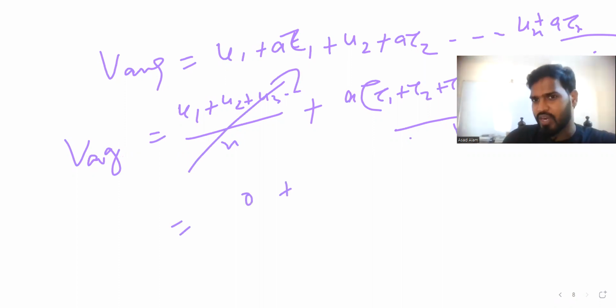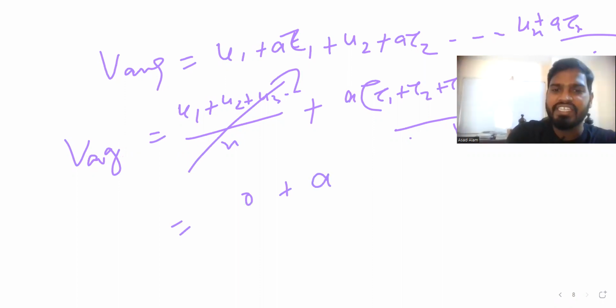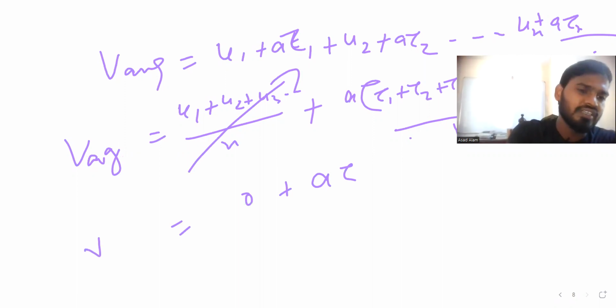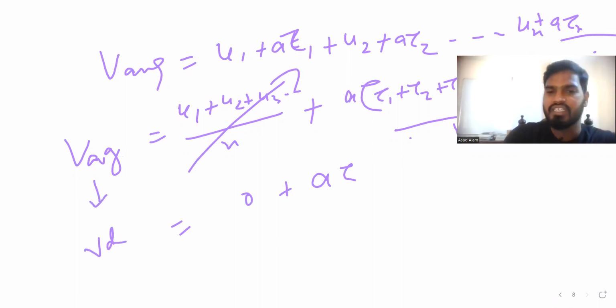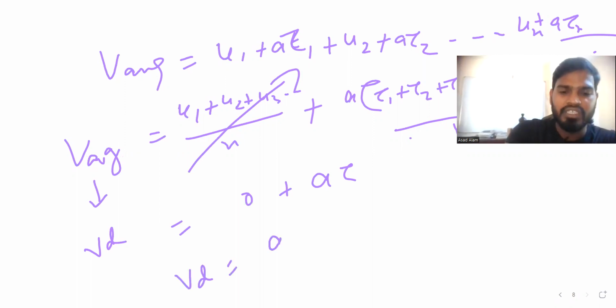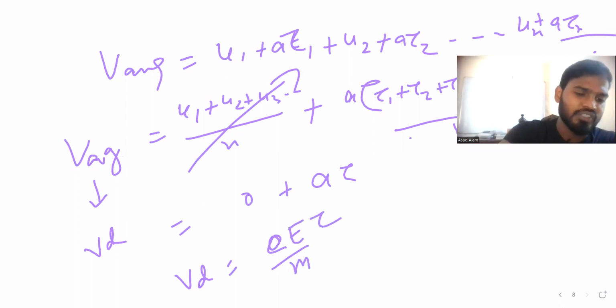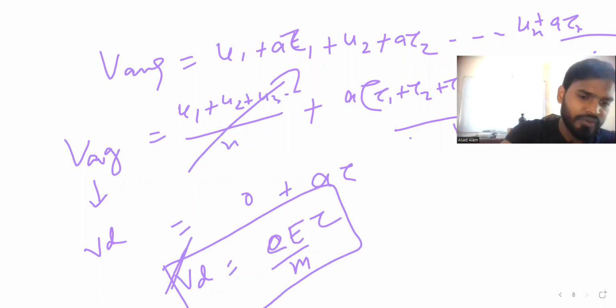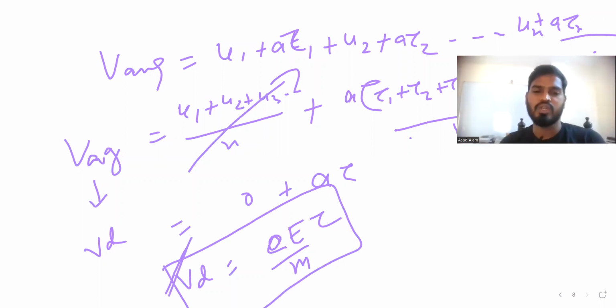Fine. Now here, if you see a times tau 1 plus tau 2 till tau n, divided by n, for one particle, that a tau is actually the drift velocity Vd. Now we already found a. The drift velocity is equal to a tau, where a is eE by m. Very good. So we got the formula we were looking for. Drift velocity is equal to eE tau by m. Hope you guys got it, how we found drift velocity.